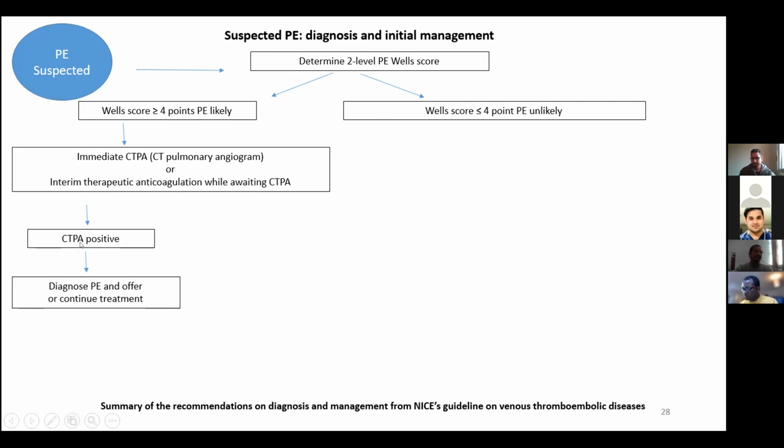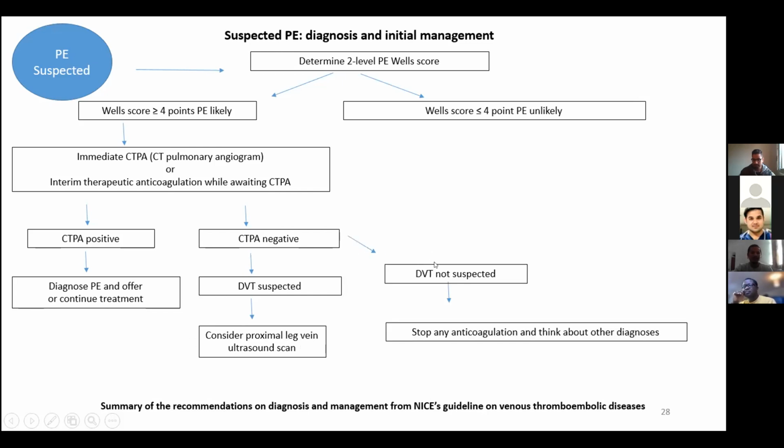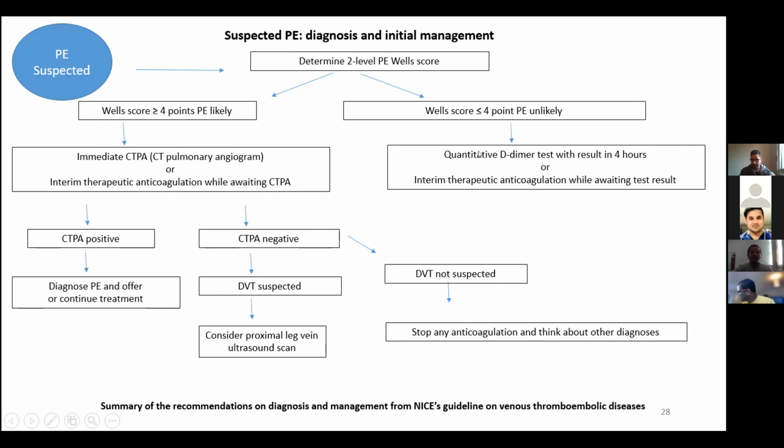If the CTPA is positive, a diagnosis of PE is established, and we have to offer continuous treatment. If the CTPA is negative, we have to scan for DVT and consider a proximal leg vein ultrasound. If DVT is not suspected, then we have to stop any anticoagulation and think about other diagnoses. If the Wells score is 4 or less, PE is unlikely.